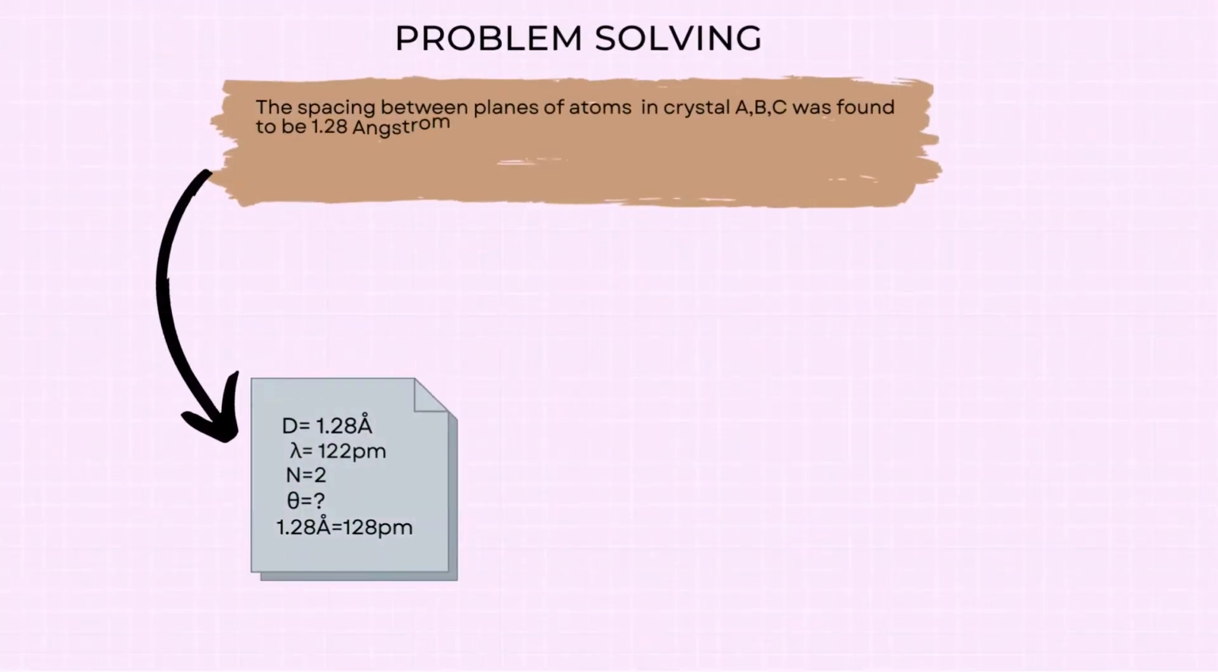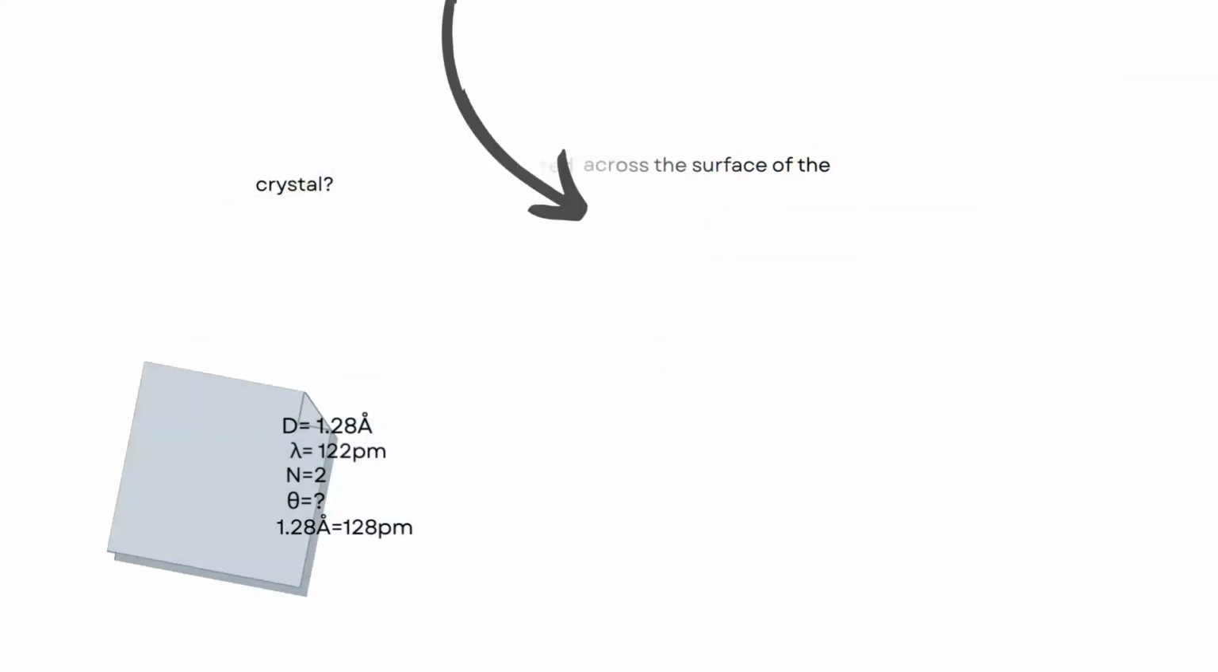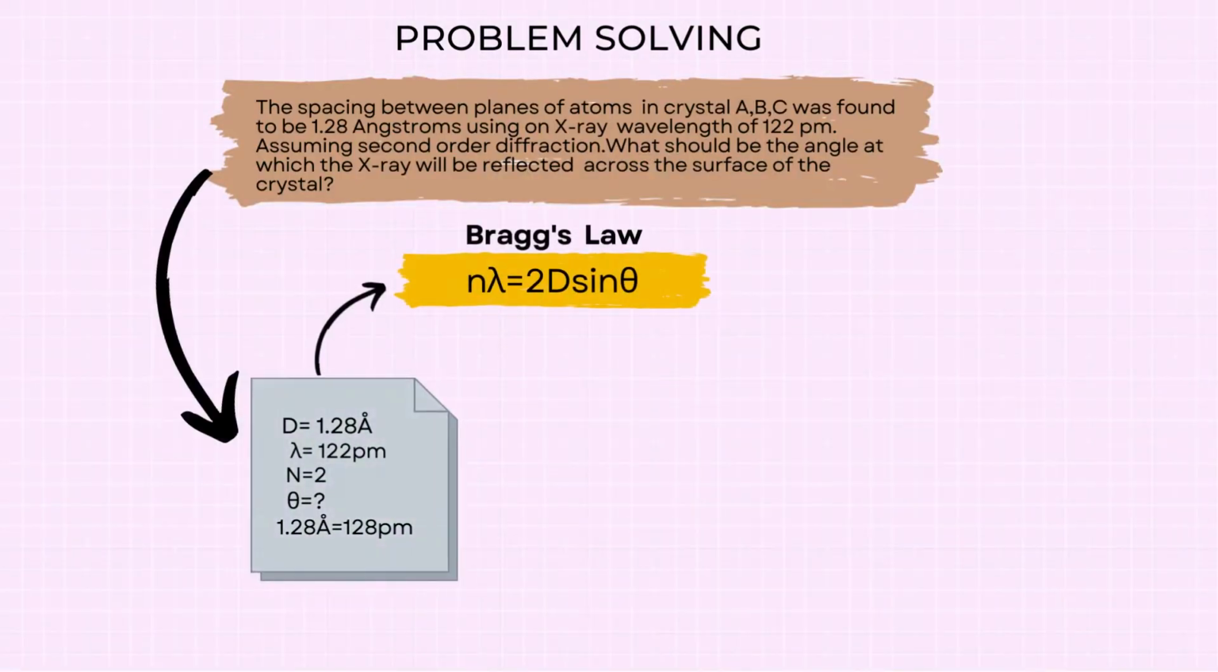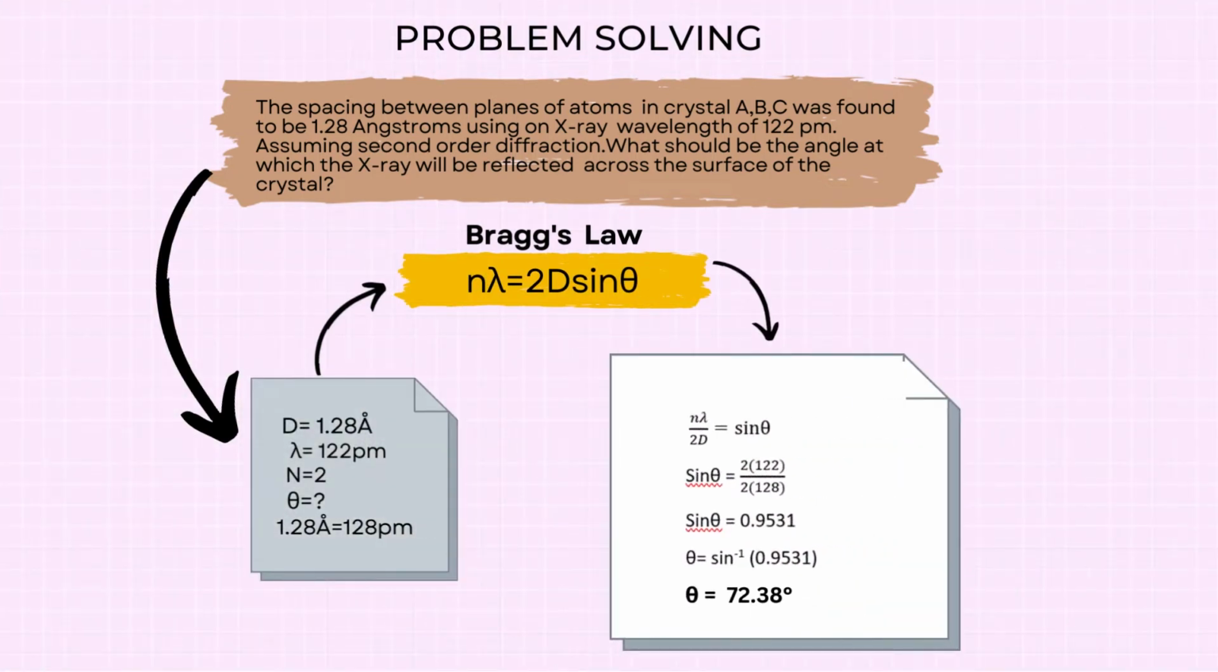For the problem solving, first of all, we take all the information given from the question. Next, we find that we don't know what the value of theta is. By using Bragg's law, we can find theta easily. So, theta equals 72.38 degrees.